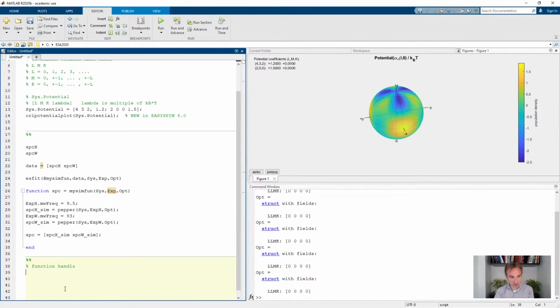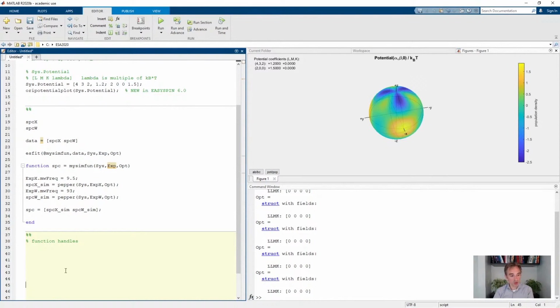So in the past, in EasySpin 5.2, it was also possible to say ESFit and then give a string for the name of the function, data, and so on: sys, exopt, sysvary, xopt. I think I had that wrong here as well. This is no longer possible because EasySpin 6 is now taking full advantage of function handles, which allow a much greater variety of algorithms to run.